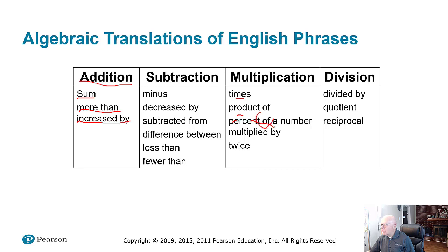Here's the key right here, this word of. That means multiply. Or just straight out multiply by, or twice. That means 2 times something. And division, of course. Divided by, quotient, reciprocal. All those represent phrases that represent division.